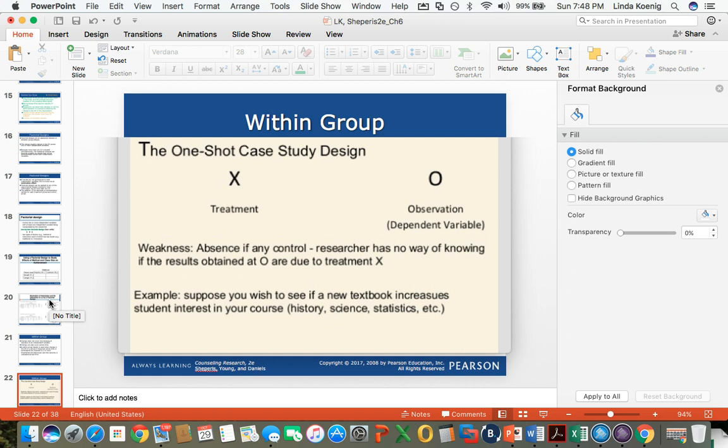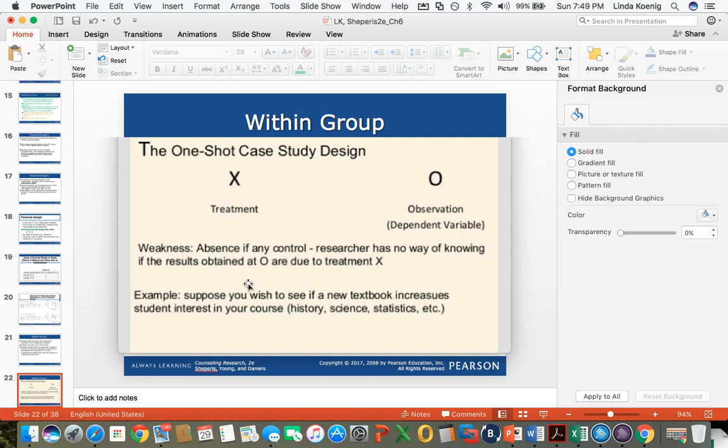So this is a within group design. Remember we talked about the one-shot deal earlier? So this is what that would look like. Here's our treatment, and here is our observation, which is our dependent variable. This is our independent variable. So the weakness is we don't have any control, no control group at all. We really don't have any way of knowing if the results we've got are due to the treatment. We don't know.